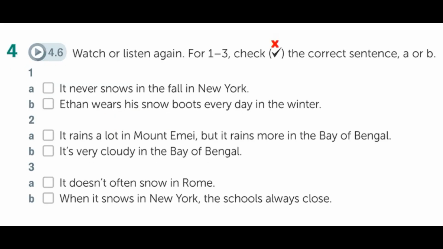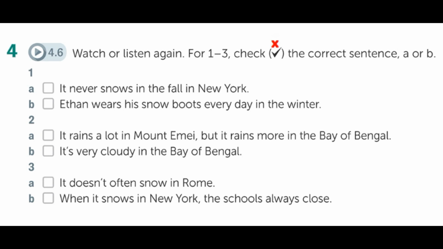This is another exercise about the video we watched. Pay attention to numbers 1, 2, and 3 with the options. You're going to check the correct sentence. Attention to the options A and B and choose the best one, the correct sentence about each of the situations.